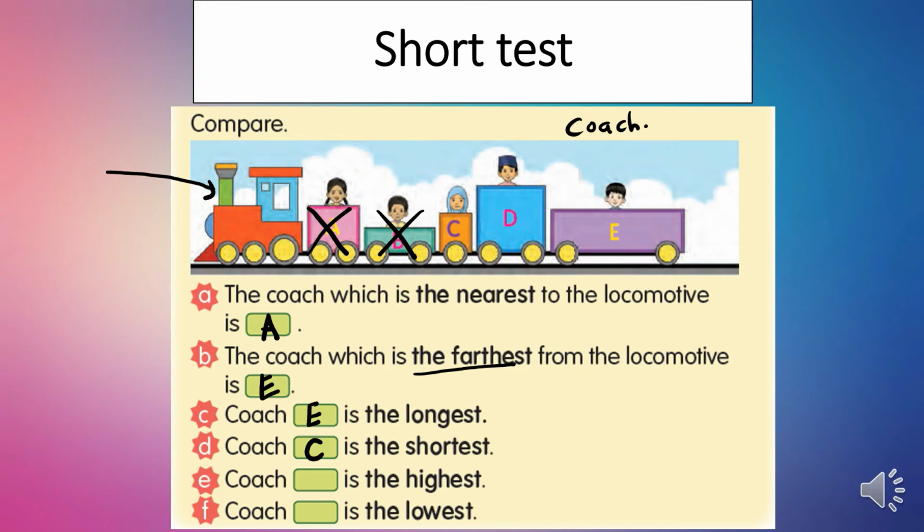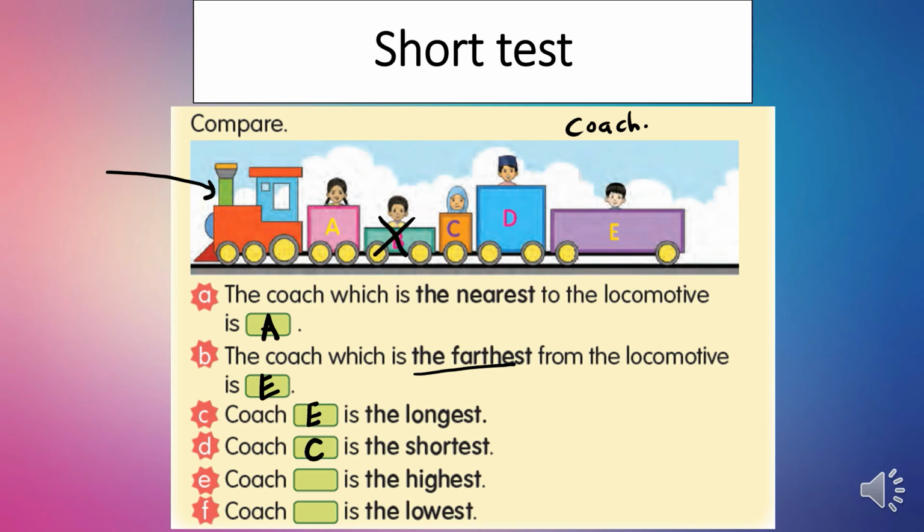Okay, now let us move on to our next question. Which of the coach is the highest? Is it coach A or B or C or D or E? Let us compare coach A and B. Which one is the highest? Very good. Coach A is higher than coach B.